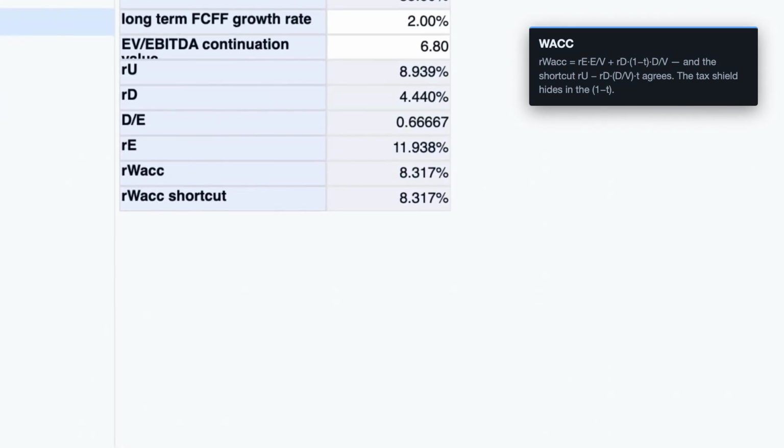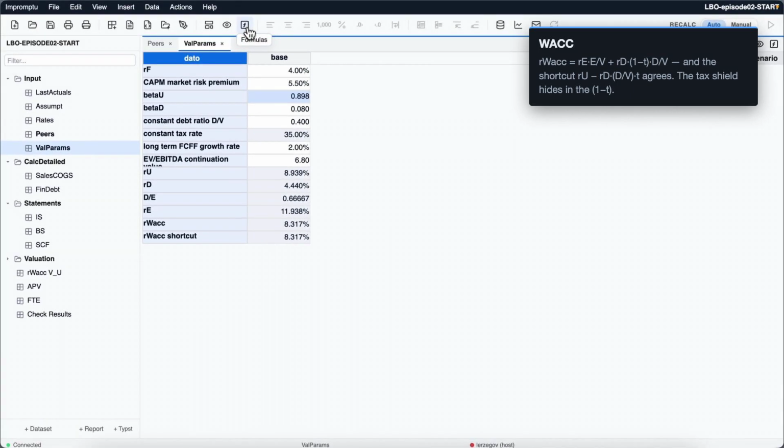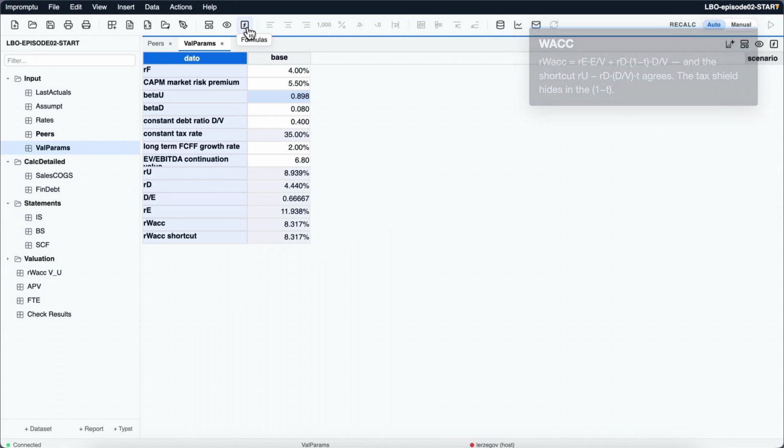And there it is. Cost of equity 11.94, WACC 8.32, and the shortcut agrees to the last digit. That agreement isn't luck, it's an algebraic identity, and it's the assistant's own proof that it relevered correctly.